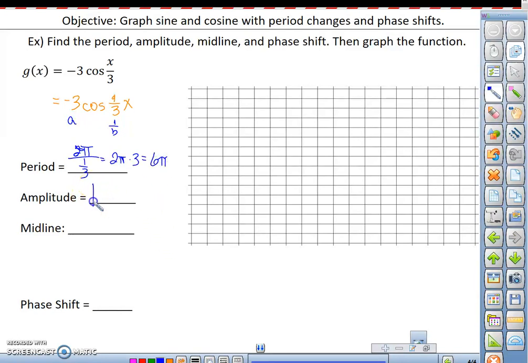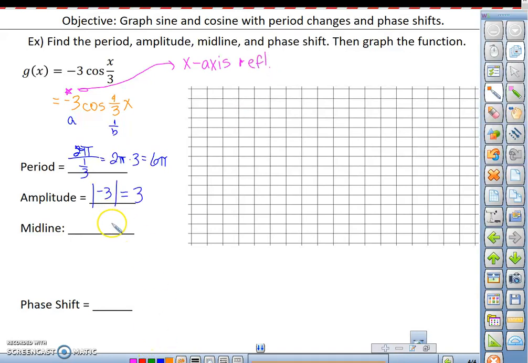The amplitude, remember, is the absolute value of our a parameter, so we have an amplitude of 3 units. And it's a good thing to note here, so that we don't forget, that when we graph, we are still going to have to graph an x-axis reflection, which is going to turn the maximums of the parent function into minimums and minimums into maximums.